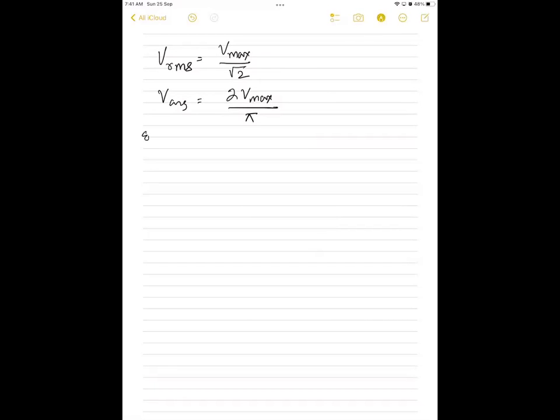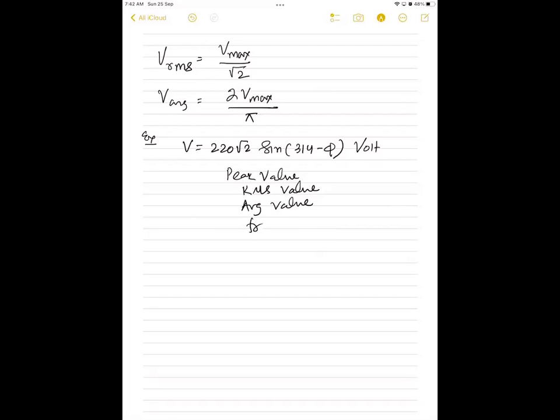We took one example. V is equal to 220 root 2 sine 314t minus 5, volt. This is the value given. He is asking to find the peak value, RMS value, average value, and frequency of this signal, right?